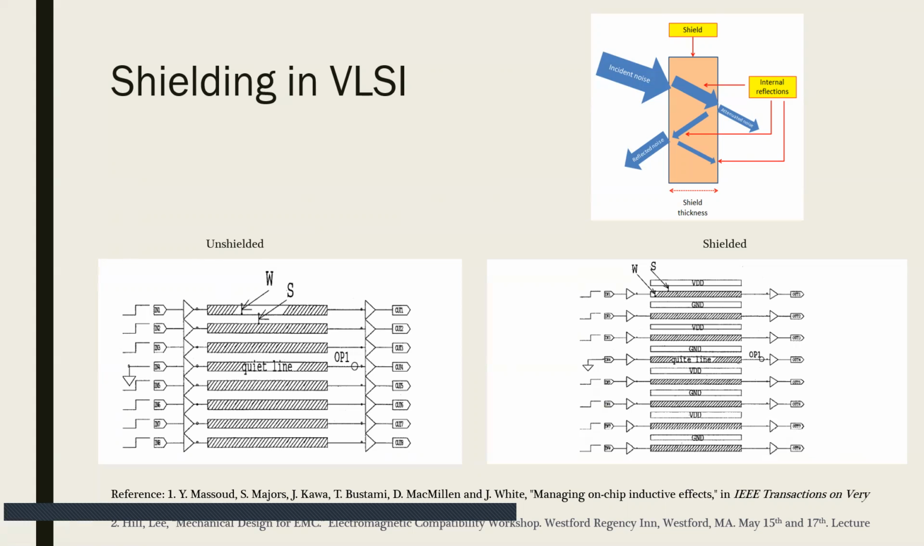For the two graphs at the bottom, we can see that in a typical VLSI layout, the wires are compact and close to each other. In the right diagram, we can see that by adding VDD and ground lines, a shield is effectively created.